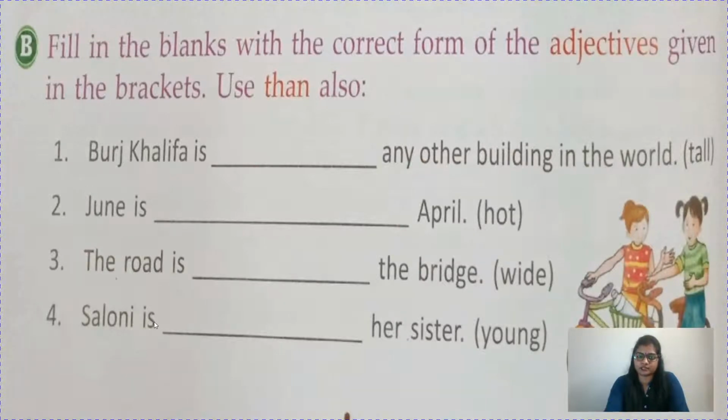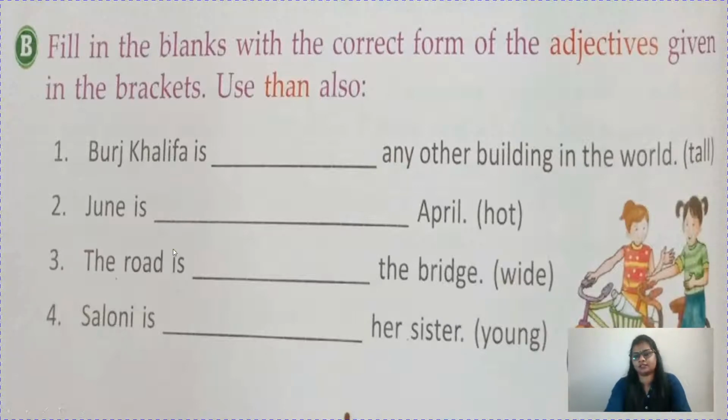Fill in the blanks with the correct form of the adjectives given in the brackets. You have to use than also. So children, it means you have to fill in the blanks with the comparative degree, because in the comparative degree only we use than, right?